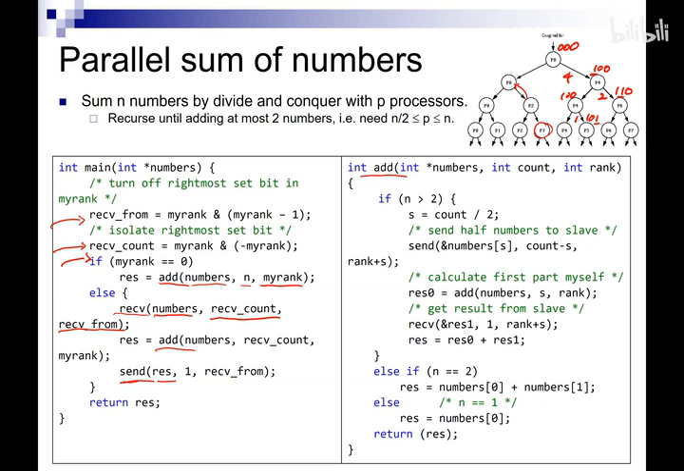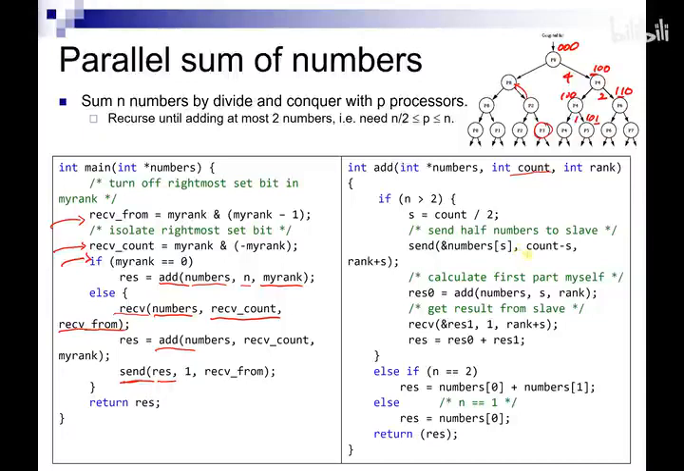Okay, and lastly, we have this recursive add function. The recursive add function is going to say that I'm getting count numbers, and I want to keep subdividing this until I'm down to 2 numbers. So if I have too many numbers right now, I'm going to split this in half and send half of these numbers to somebody.